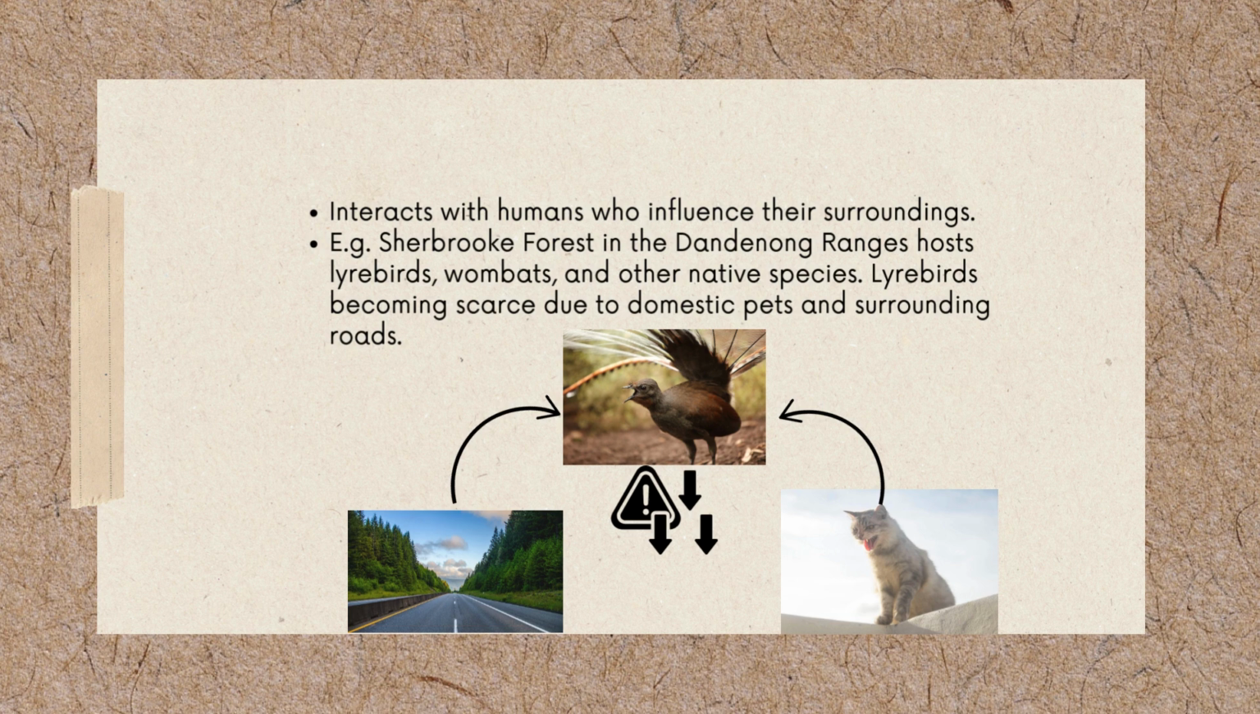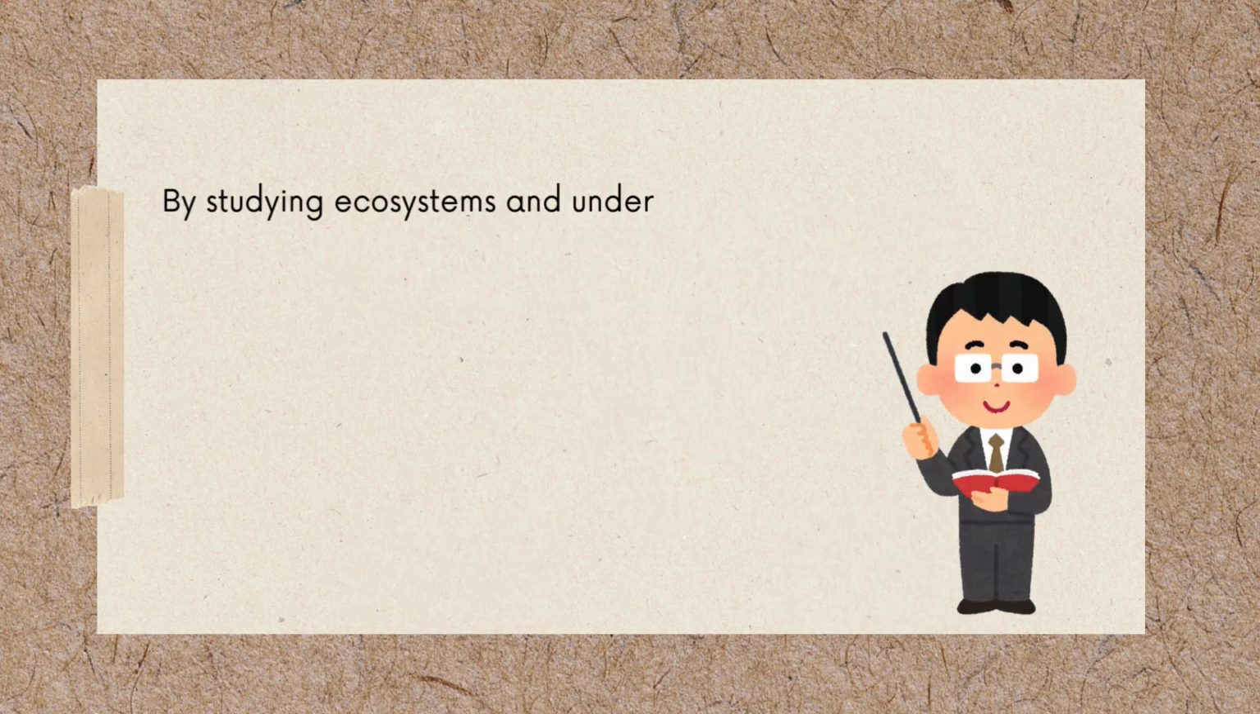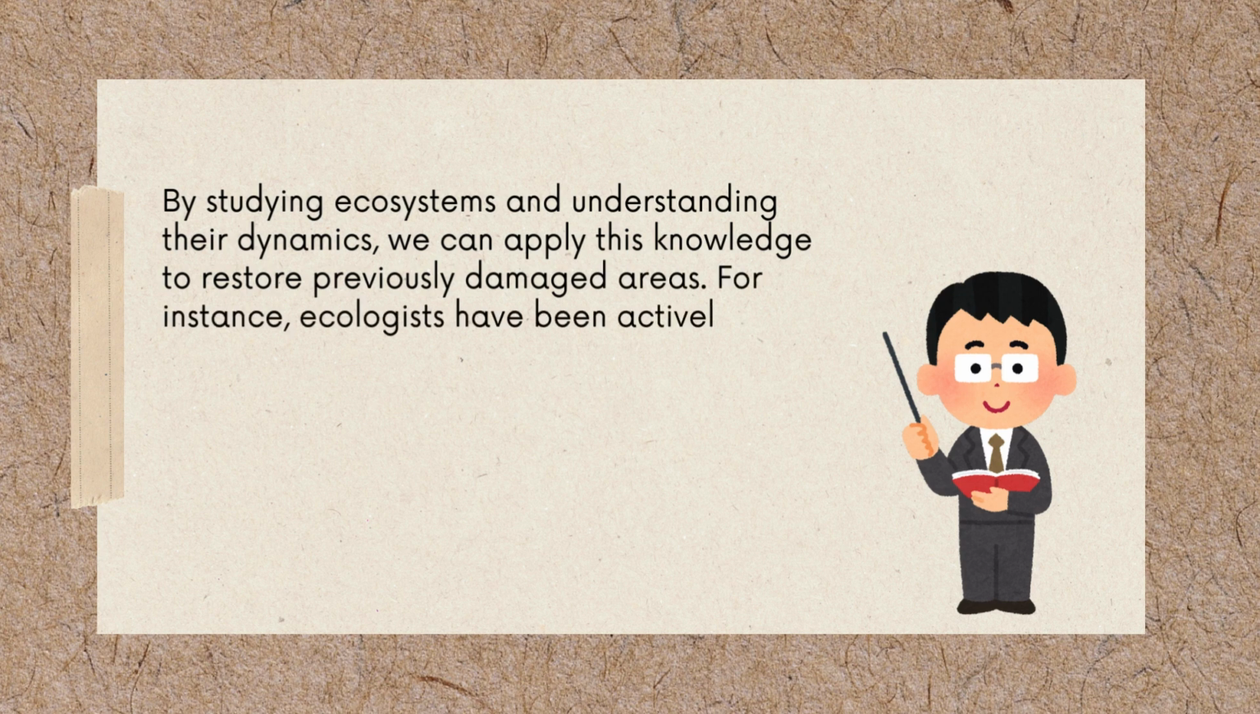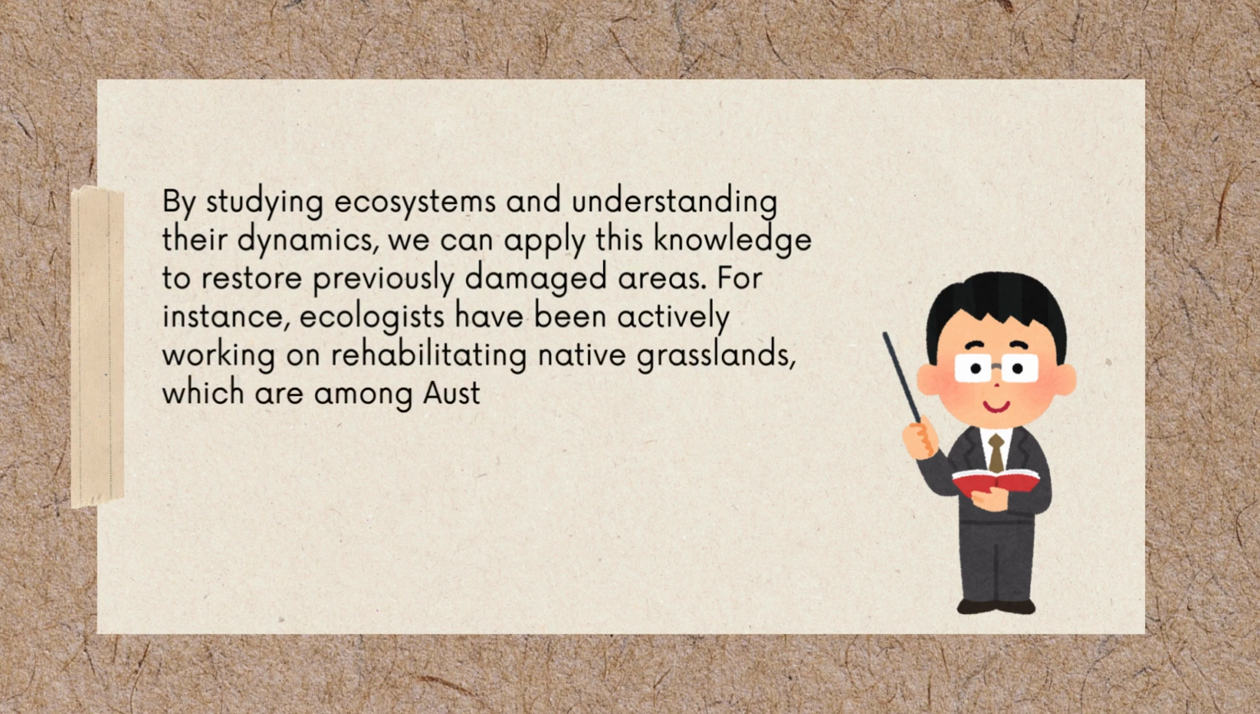This urban encroachment has led to denser growth of wiregrass, reducing the open areas where lyrebirds can forage for insects and worms. By studying ecosystems and understanding their dynamics, we can apply this knowledge to restore previously damaged areas. For instance, ecologists have been actively working on rehabilitating native grasslands, which are among Australia's most degraded ecosystems.